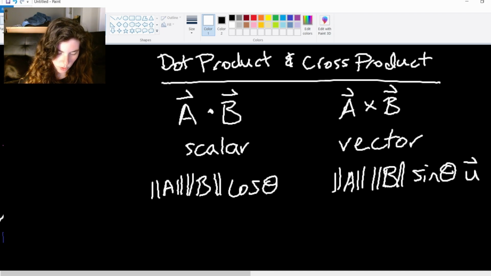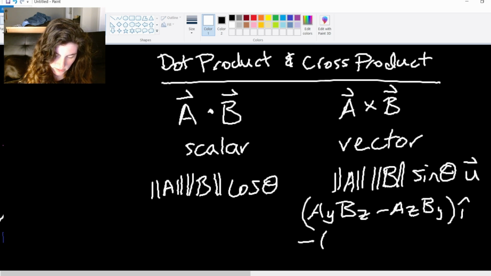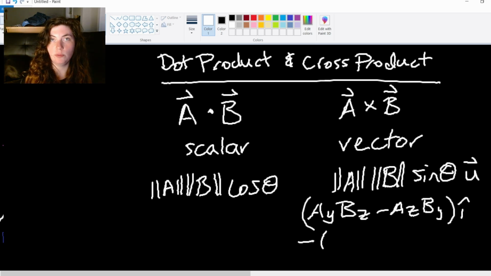Our other general equation for the cross product here is going to be in component form. This is in Cartesian form for the vector. It's going to be AY times BZ minus AZ times BY, I hat, minus, that's important, that minus is very important.